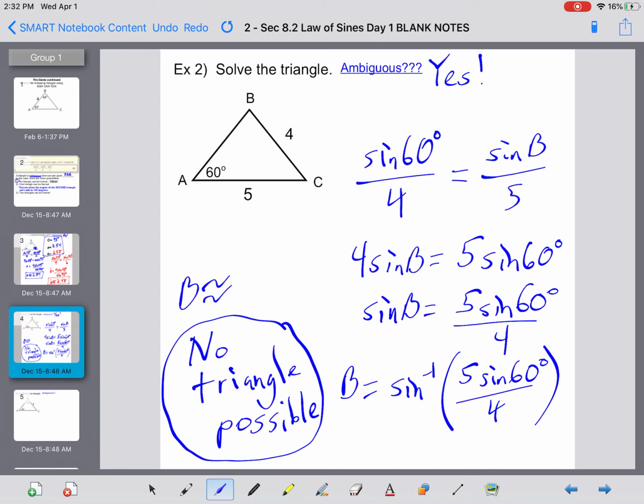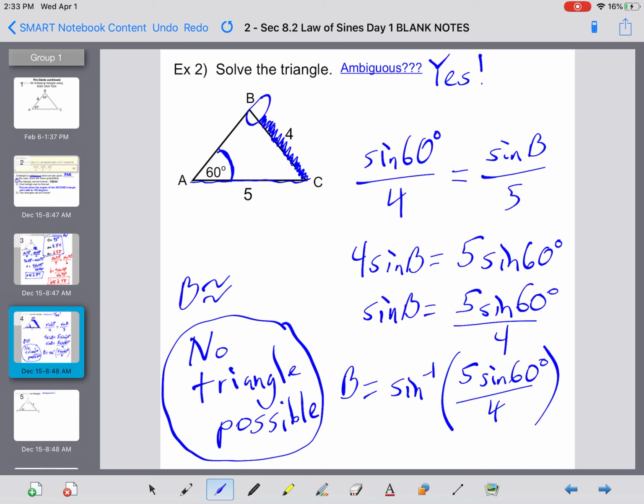Okay. Now, if you're curious, here's a quick explanation why. Check this out. So that angle there, 60 degrees, that can never move. So those two sides are locked in. This side 5 is pretty big, right? It goes out there. So what happens here is side 4 is smaller than 5. And side 4 actually probably stops there.